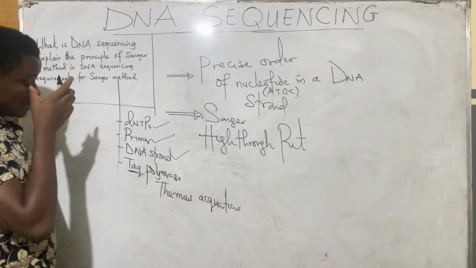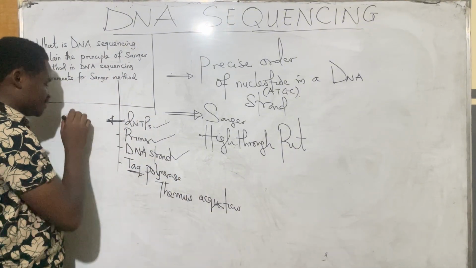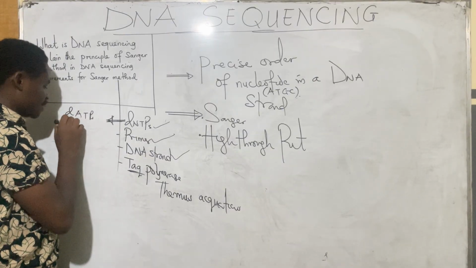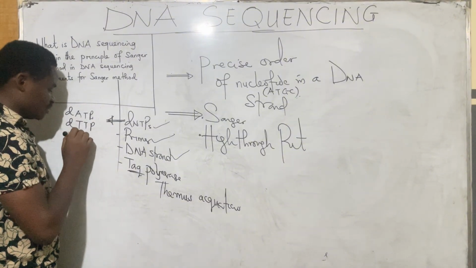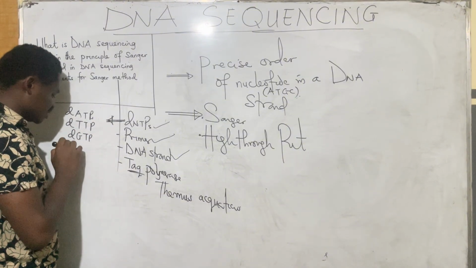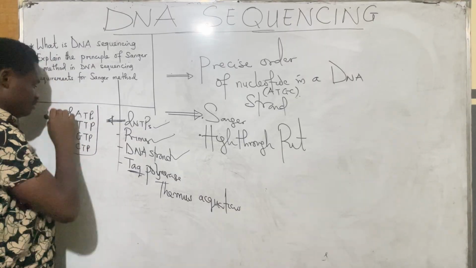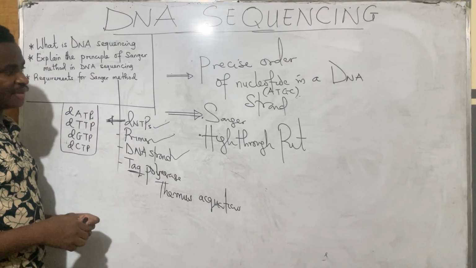Alright? Now, coming back again, what are examples of dNTPs for MCQs? We have dATP, dTTP, dGTP, and dCTP. Okay? These are different examples of them.